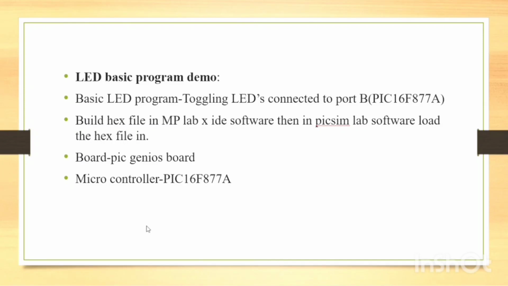Next, we need to save the program in a .hex extension file. Build the hex file in the MPLAB X software. Then the code is copied into PICSimLab by loading in the hex file. Here we are using the PICGenius board, and the microcontroller is the PIC16F877A.